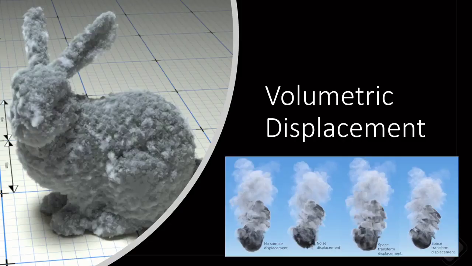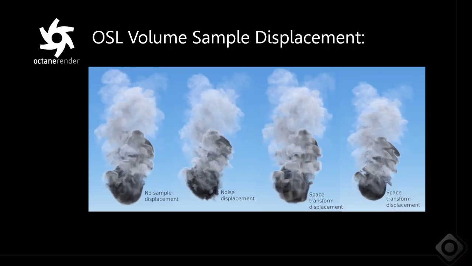I talked a little bit about volume displacement. That's a new feature in Octane 2020 as well. It allows you to take any volume, a VDB volume for example, and hook up a noise shader to it, an OSL shader, and displace it. And the results are awesome, very fast and instantaneous.